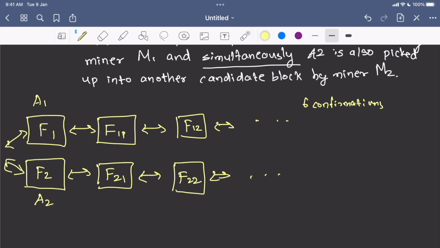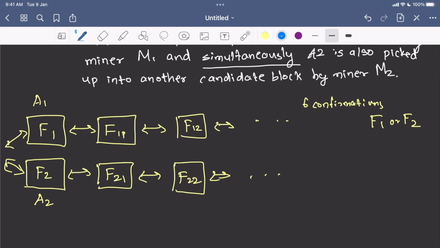Both blocks popping up at the same time. Now, generally, if we wait till six confirmations, we will eventually get the longest chain. Let's say after six confirmations, either F1 or F2 will grow into the longer chain. At some point, one will be longer than the other, and the chain which lost will be dissolved into the mempool. Its transactions will be dissolved into the mempool. Let's say F1 became longer.